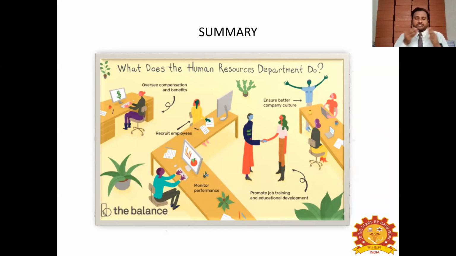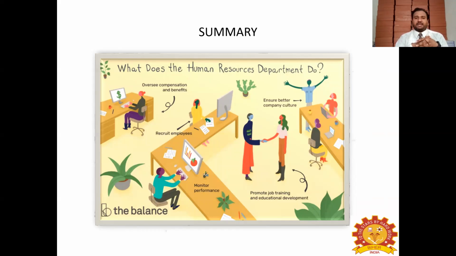If it is fixed during the interview, like if you work for 3 years, you will get a compensation, then that compensation will be followed up by the person who is working in the HR office. Once they reach the 3 years, they will automatically give compensation to such employees since they have completed 3 years of service in that particular organization. So based on the agreement they have made, once they recruit the people, accordingly they will be giving them benefits. And also they promote job training and educational development of the employee, and overall they ensure a better company culture for all the employees of an organization.